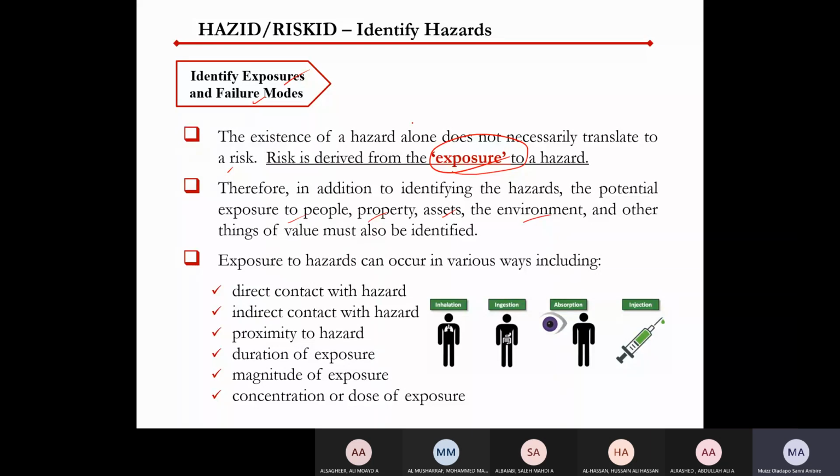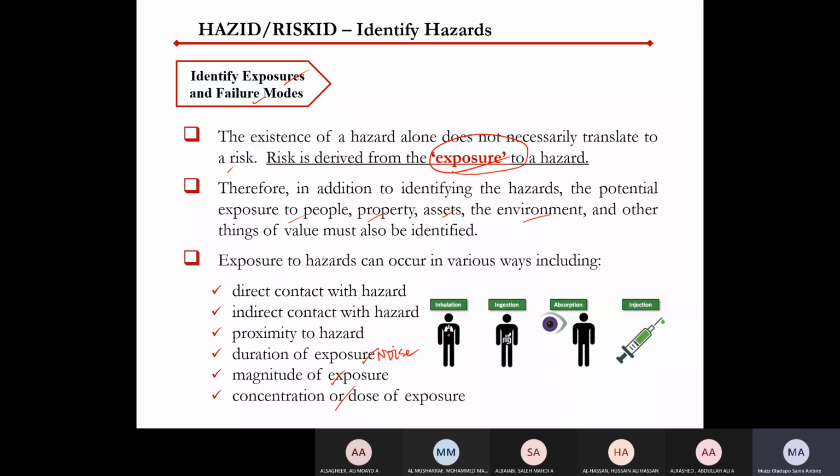And there are different ways which people or facilities could be exposed to hazards. One way is direct contact with a hazard, like touching. Indirect contact with the hazard. Or proximity to the hazard. Duration of exposure, that's the time, usually in terms of noise. Magnitude of exposure, quantity. For example, when you talk about H2S, concentration or dose of exposure.